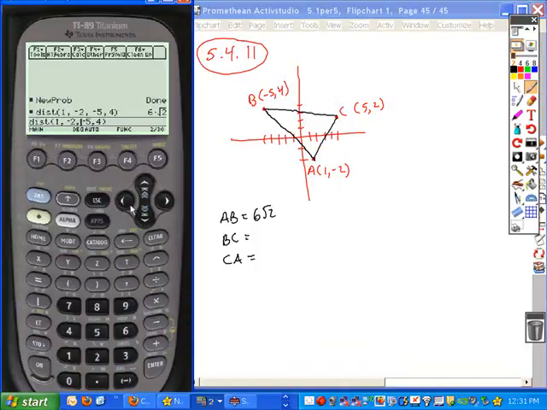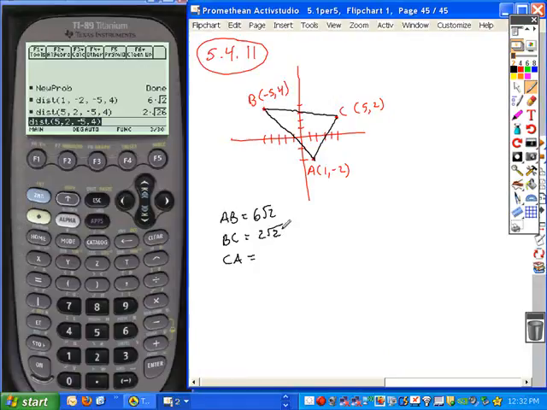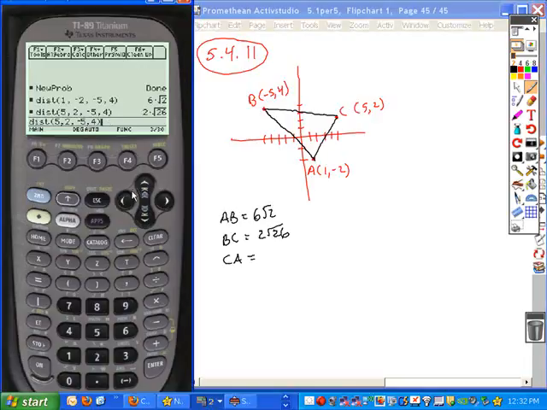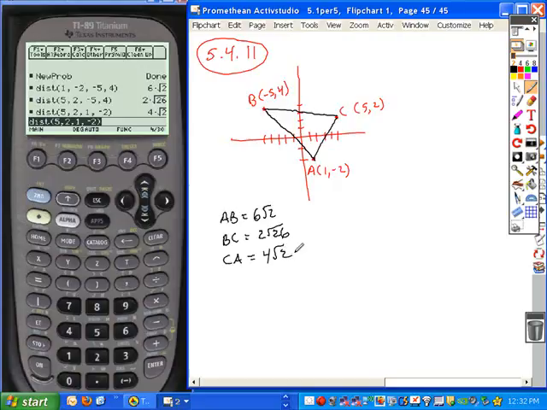Okay, so again, we have the coordinates for B already plugged in here, so let's just enter 5, 2. So here's our distance, 2 root 26 for BC. And then finally CA, again we have the coordinates for C already entered, so we can delete these and just put back in the coordinates for point A. And we get our last length of 4 root 2.